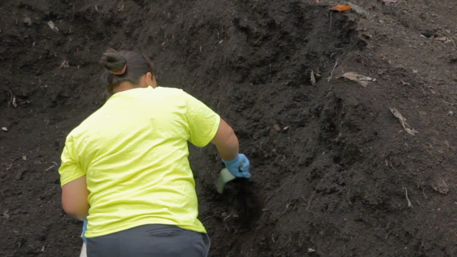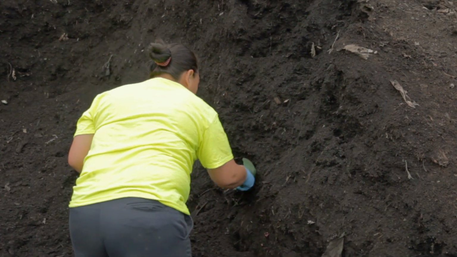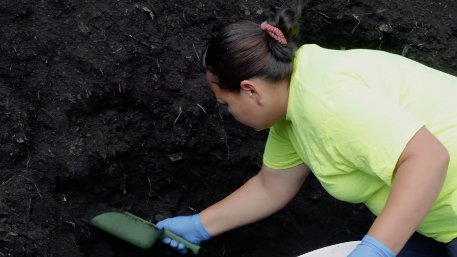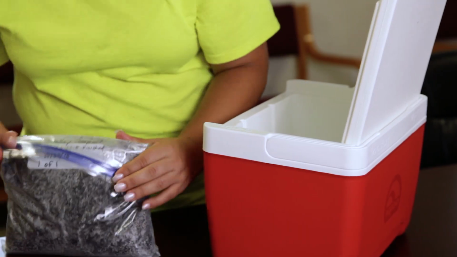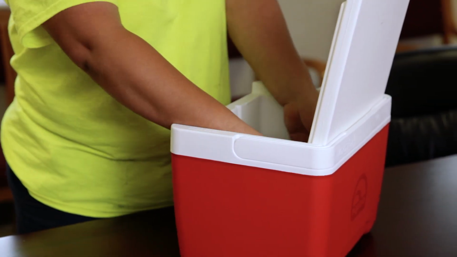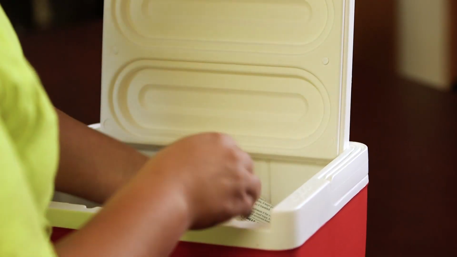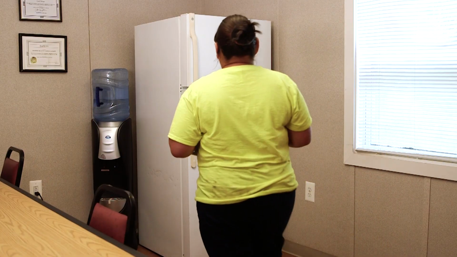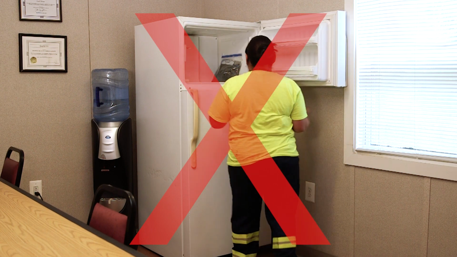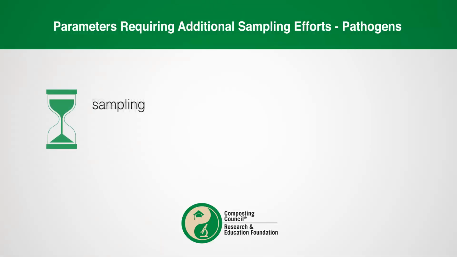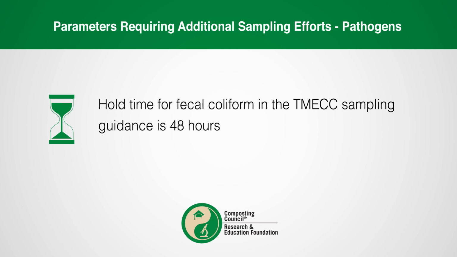The collection of subsamples to make a composite sample for this analysis is similar to the process described in video 1. As soon as the composite sample is homogenized, place the sample immediately on ice packs and in a cooler in order to minimize biological activity. You can refrigerate the sample, but do not freeze the sample, as that can impact regulatory requirements for pathogen analysis. Hold time for fecal coliform in the TMECC sampling guidance is 48 hours.